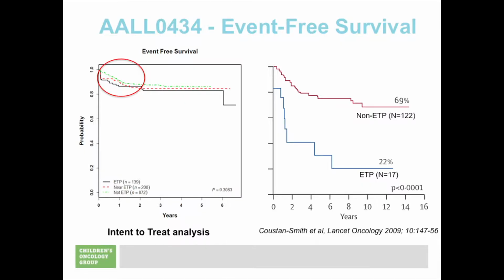So if one puts this in context, on the right-hand side, we have the data from St. Jude's where they originally described ETP. And notice the extremely poor outcome that ETP has in their particular study. On the left-hand side is the data from the trial that we just completed. There is no difference in outcome for ETP whatsoever, or near ETP. They all look the same.